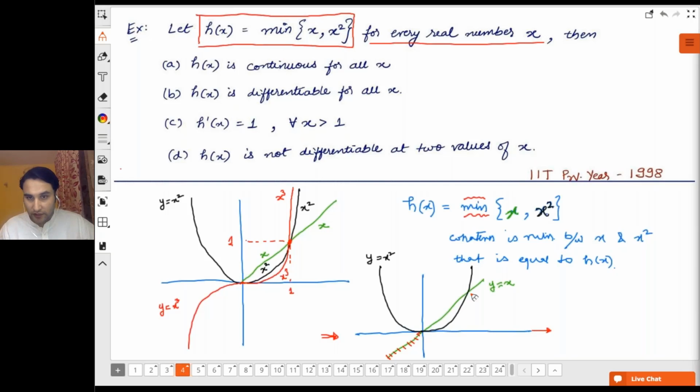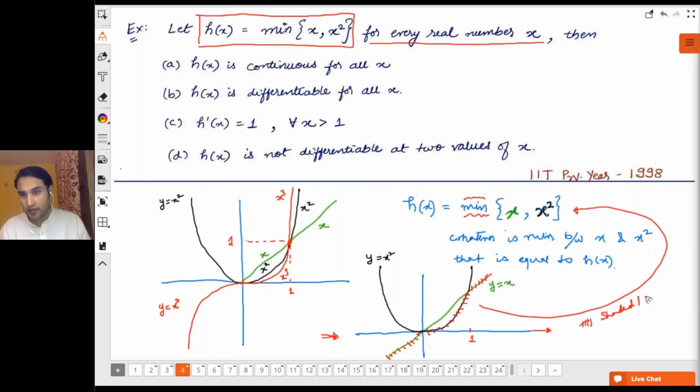This one. Now between 0 to 1, green or black, which one is lower? This one is lower. And after 1, which one is lower? This one is lower. That's it. You have the graph. This shaded portion is the graph of the given function h(x).